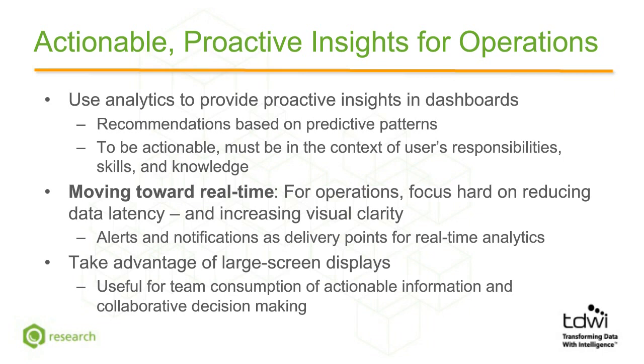Moving toward real time, and for operations, usually any kind of delay that can be reduced is a good thing. So reducing data latency and increasing the visual clarity are both very important. And of course, in operations, often, particularly on frontline work, alerts and notifications are very important. So how do you pull all this information together and use these as effective delivery points for things like real-time analytics, not bombard people with too many alerts, get them alert fatigue, which is an issue in many cases, but make sure they're seeing the things that are most important.